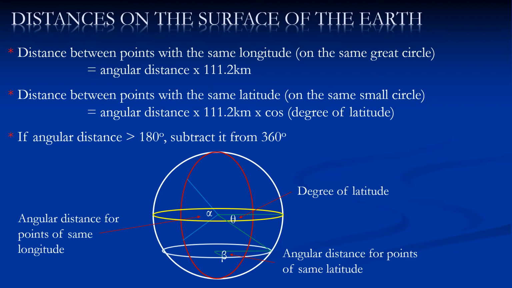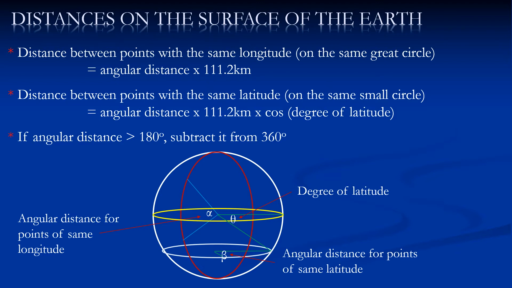Now, if you're going more than 180 degrees, so for example, if you're travelling 200 degrees across the surface of the Earth, chances are you can go quicker the other way. So if you're travelling east for 200 degrees, chances are that 360 minus 200 is 160 degrees east. So it's just going to be quicker to go around the Earth the other way.